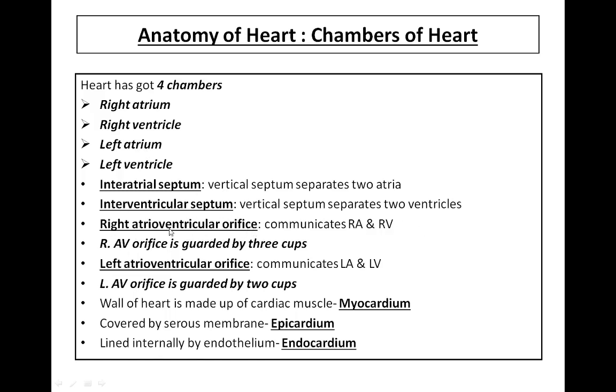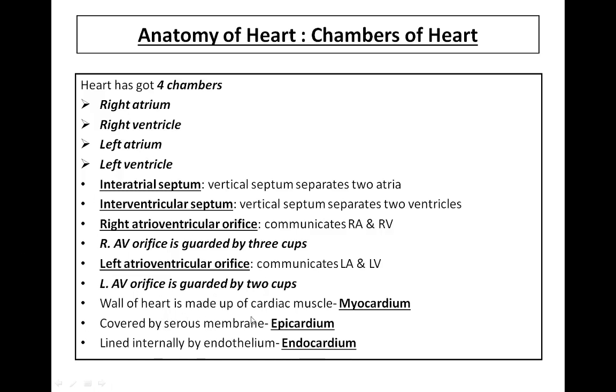This right atrioventricular orifice is guarded by three cuffs, or you can say three flaps of a door. Then the left atrioventricular orifice is the connection between the left atrium and the left ventricle, which is again guarded by a valve having two cuffs. The valve has three cuffs on the right side, but on the left side the valve has two cuffs. That is the flap actually.